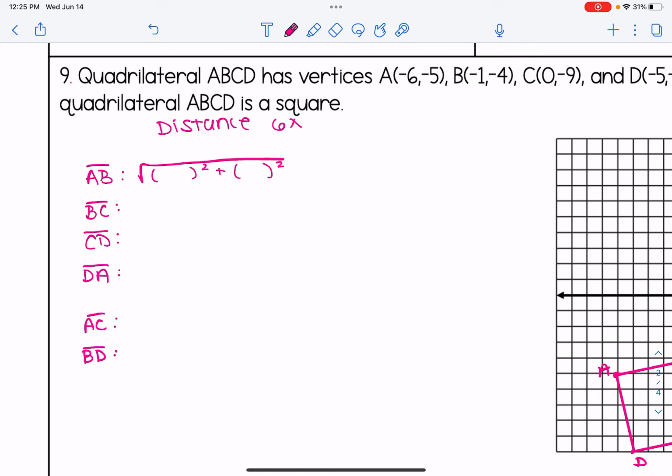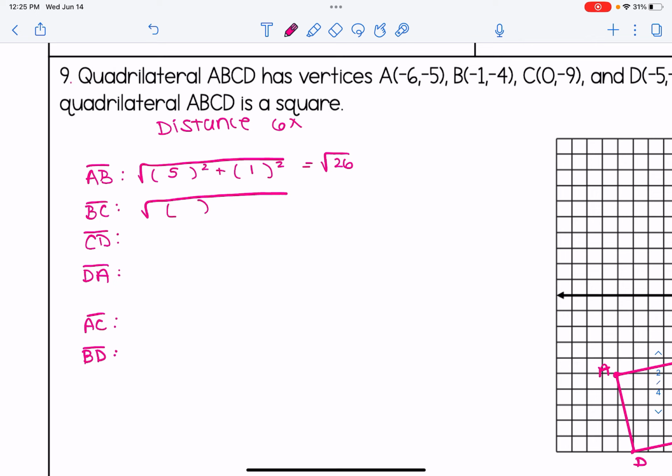All right, so using the distance formula, it's the big radical, the change in x values squared, plus the change in y values squared. So for AB, when I'm looking at the change in x values, that's like -1 minus -6, for instance. So 5 and 1, and this comes out to be radical 26. Now, if I did that correctly, the next three answers should also come out to be radical 26. So we want to use that to self-check our work here.